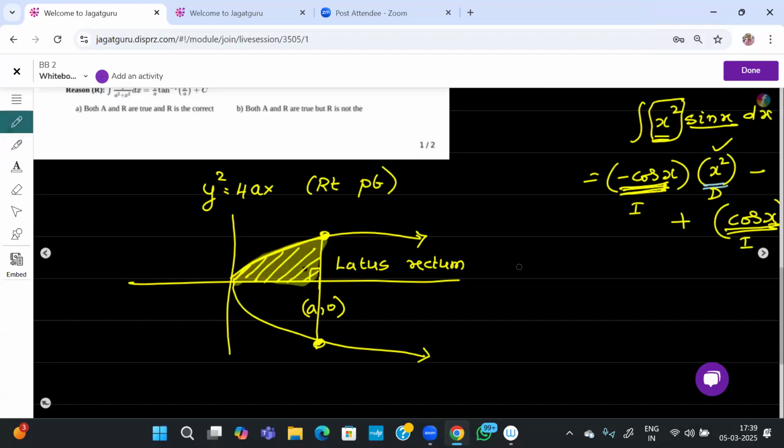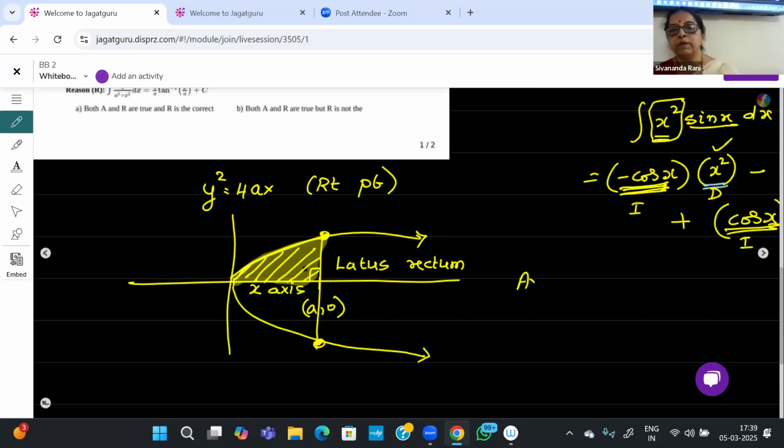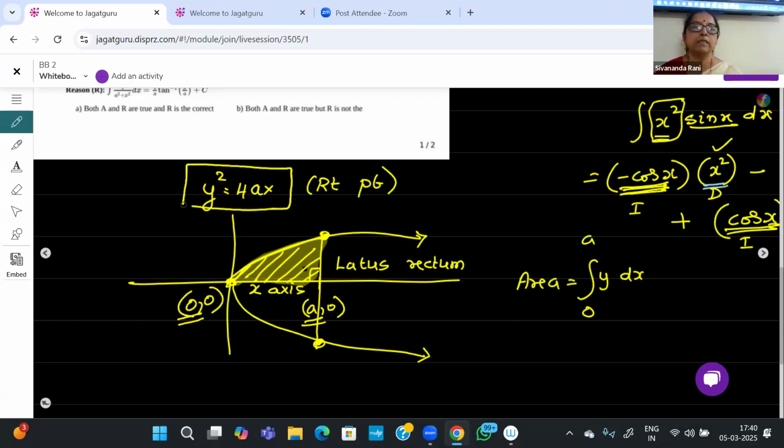y dx. Very good. Because x-axis is one of the boundaries, right? So to find the area, what will work? y dx will work. And x is ranging from, we know that the curve starts here, it ends here, and in the meanwhile x varies between 0 and a, y square being 4ax. So can you integrate and let me know?